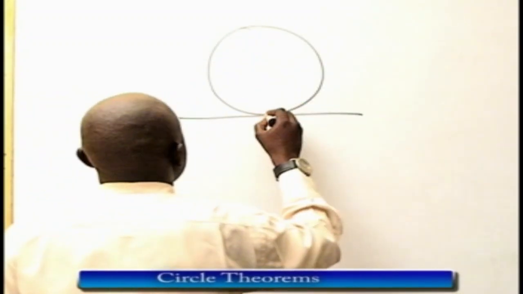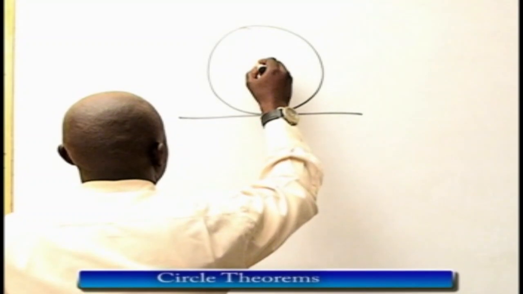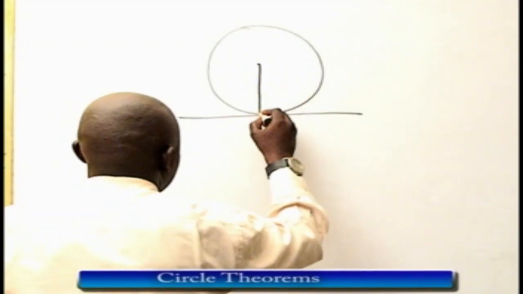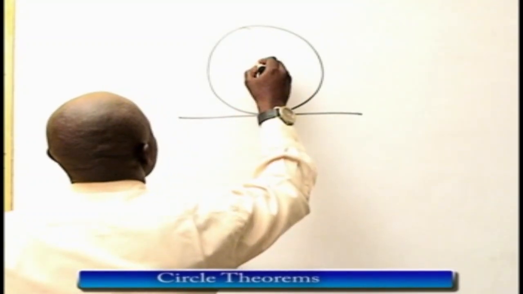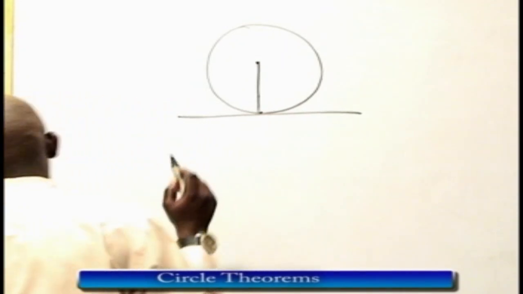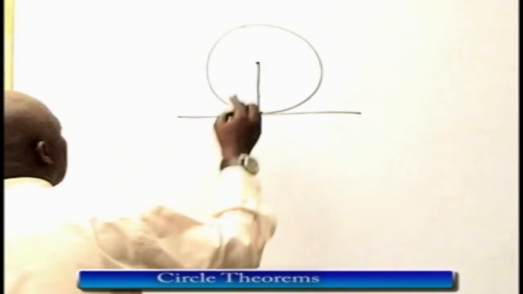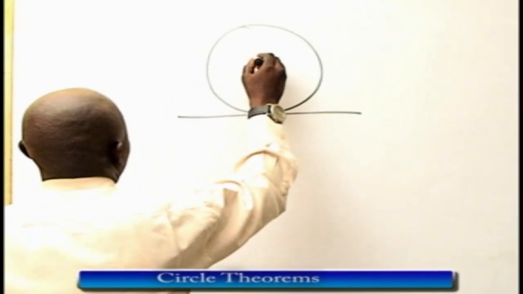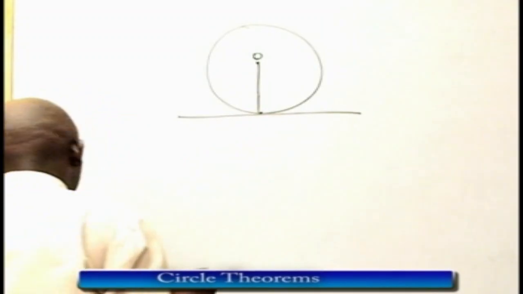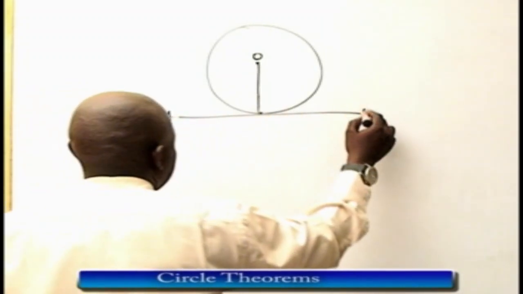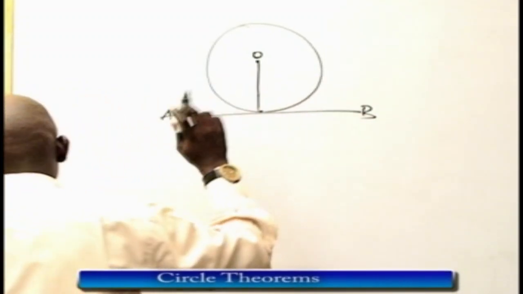A tangent is a line that touches a circle at just one point. If this is the center of the circle, line AB will be a tangent if it touches this circle just at one place.